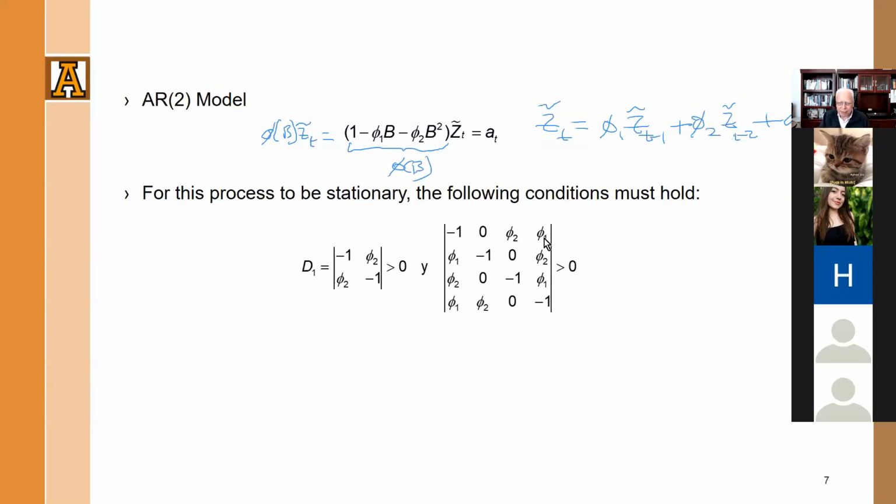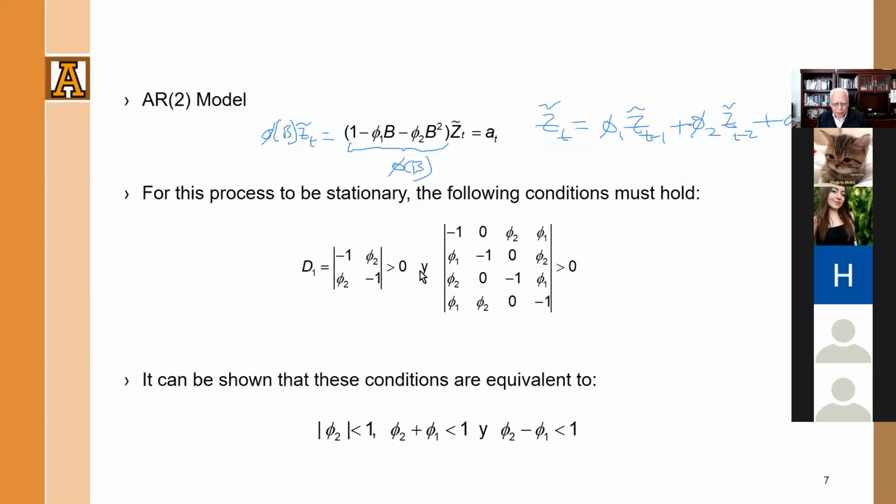Notice the pattern. If you look at the right-hand column, you have -1, phi1, phi2, phi1, and you repeat phi1 here. For the second column you have zeros, and then phi2 and phi2 here. For the third column you have phi2 here, and a 0 there and 0 there. That pattern will be the same one we use in the generalization of an AR(p) model to determine whether the AR(p) model is stationary or not.